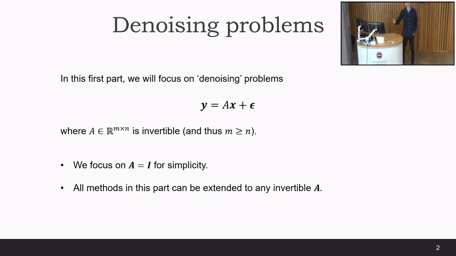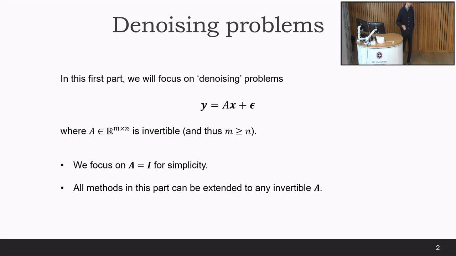What do I mean by denoising? I mean that the operator A is the identity, and we just need to remove some noise that could be additive or not. So here it's our epsilon, okay, from some noisy measurement, right?